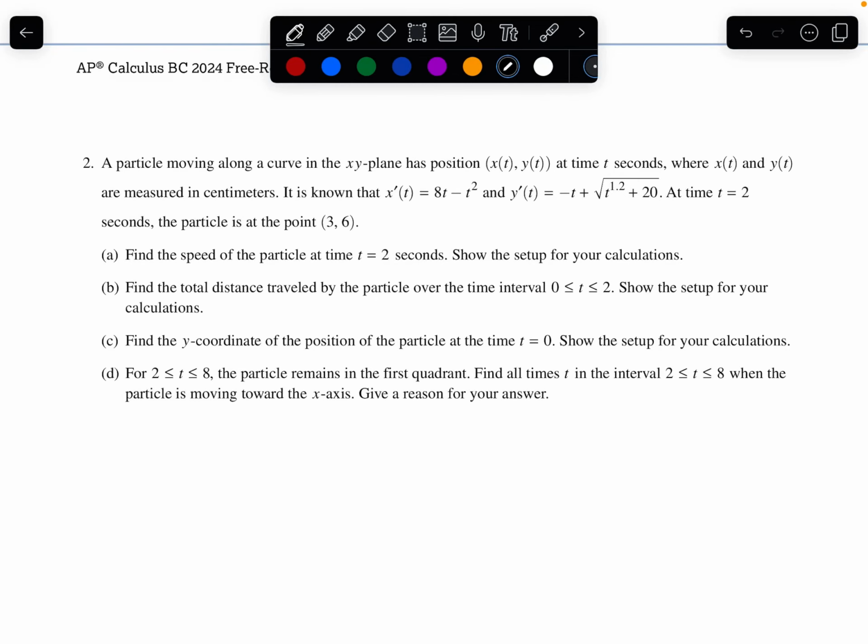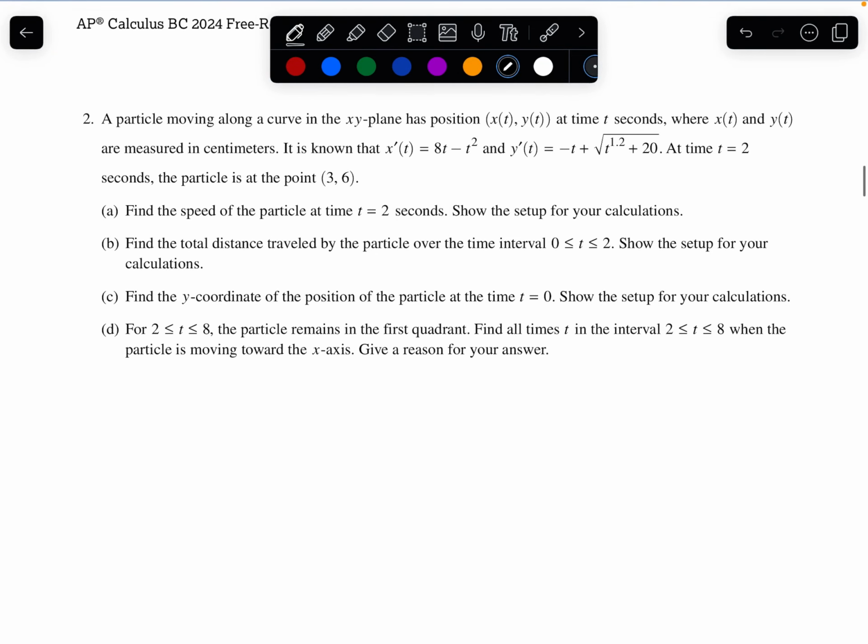All right, now we're moving on to the second question for the AP Calculus BC 2024 free response test. This question involves a particle that is moving along a curve in the xy plane, and they give us information about x prime of t and y prime of t, so the derivatives of x of t and y of t respectively. The initial condition is that at time t equals 2 seconds, so we're measuring time in seconds, the particle is at the point (3, 6). So we know its position at t equals 2.